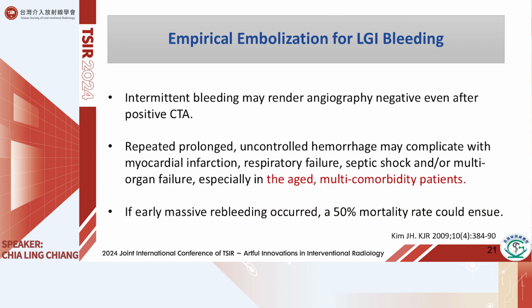Can we also perform empirical embolization for low GI bleeding? Because intermittent bleeding may render the angiography inactive even after a positive CTA finding. Repeated prolonged uncontrolled hemorrhage may be complicated by myocardial infarction, respiratory failure, septic shock, and multi-organ failure, especially in aged multi-comorbidity patients. Further, if early massive rebleeding occurs, about 50% mortality rate could ensue.